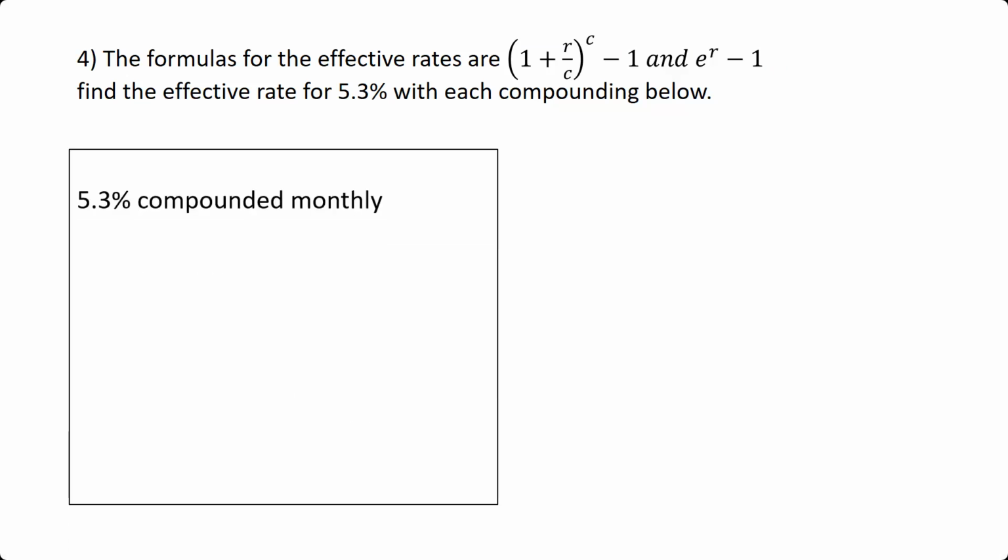So the first one on here, 5.3% compounded monthly. Because it's compounded monthly, you use the first formula. The e to the r is only if it says compounded continuously. So compounded monthly, r is the percent as a decimal. And what is c? How many times is monthly in a year? 12.